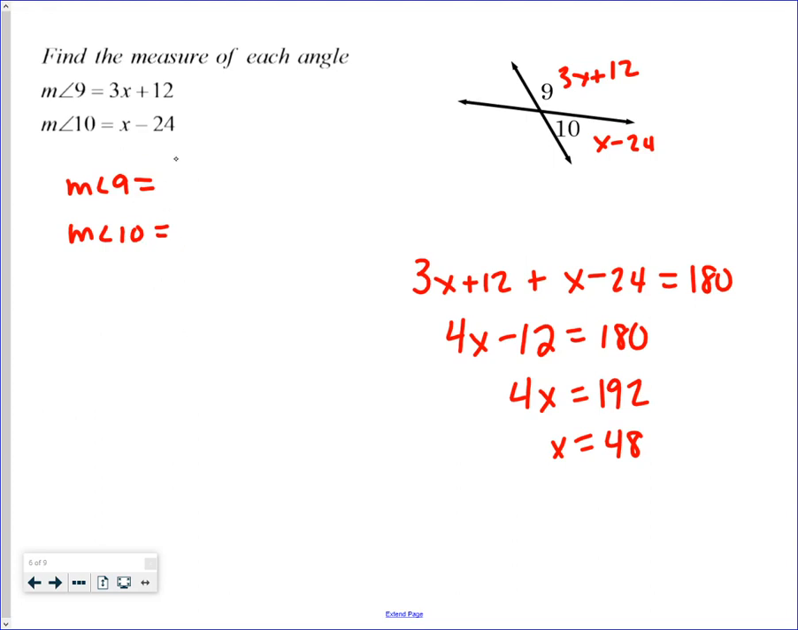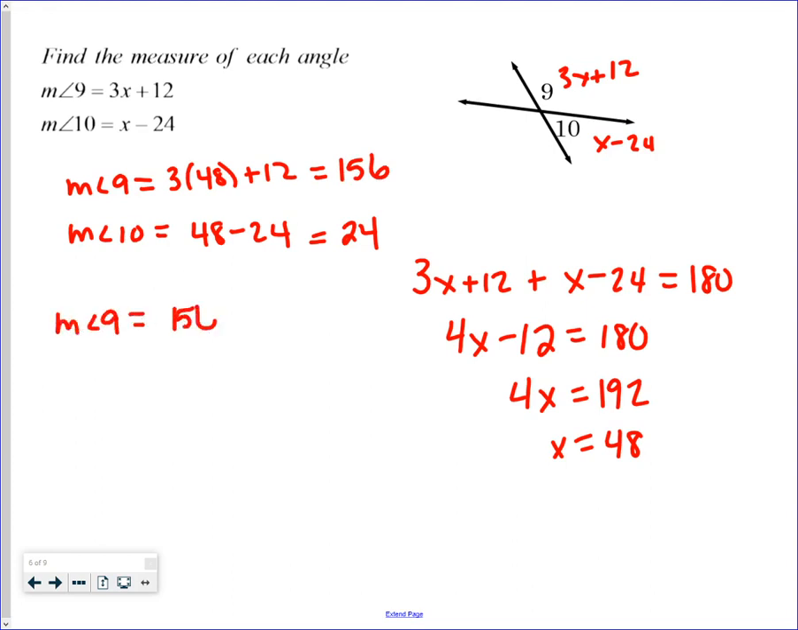So when you substitute, you're obviously going to say 3 times 48 plus 12. We'll do that in a second. And then the x is 48 minus 24. I'm just substituting x into angle 9 and angle 10, right? I'm going to do angle 10 first because I can do that without a calculator. What is 48 minus 24? 24, right? And then with this one, you might need a calculator. Take 3 times 48, add the 12, and what do you end up with? So I'm going to make it look a little bit easier. Measure of angle 9 is 156 degrees, and measure of angle 10 is 24 degrees.